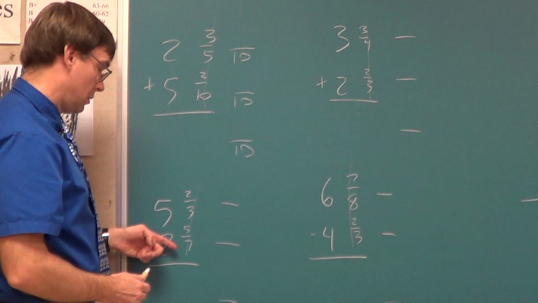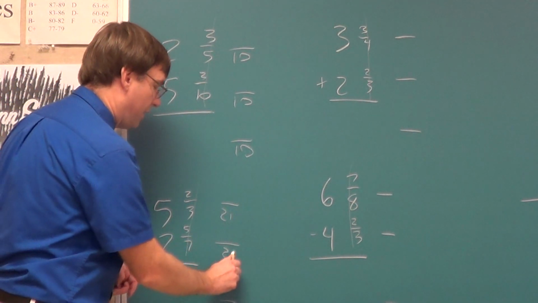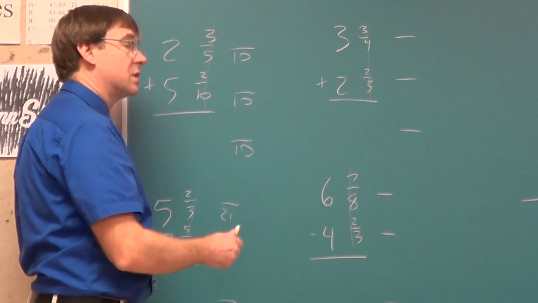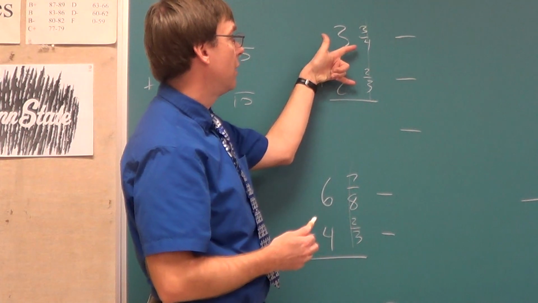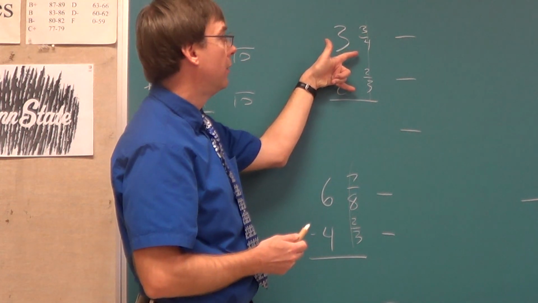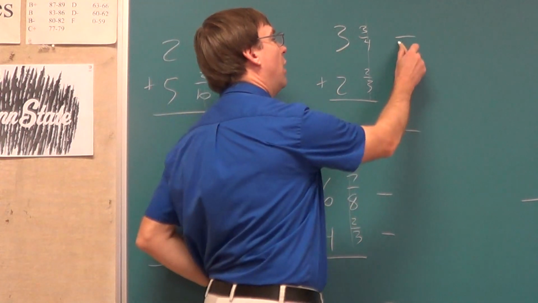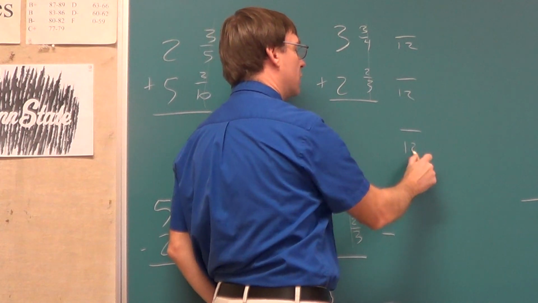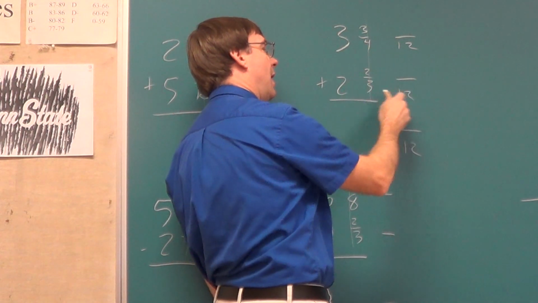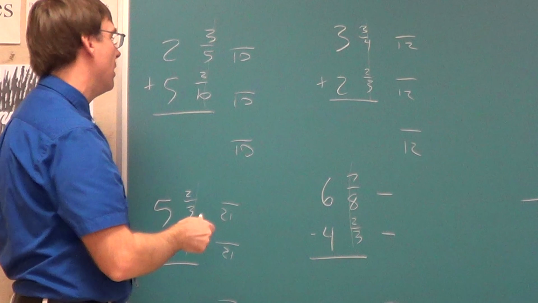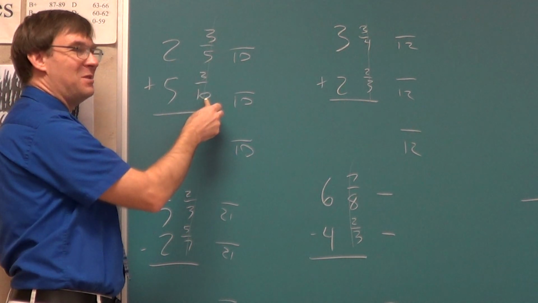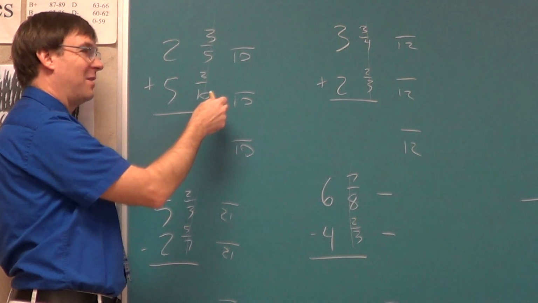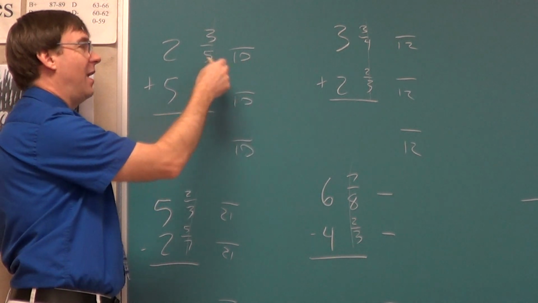I would pick 21. We're looking to find the LCM, which means it's the smallest number they can both go into. What do you think here for a common denominator? 12. We're going to go 12s, 3 and 4, both go into 12s. A lot of times you can multiply the numbers to make that common denominator, but you don't have to do it that way. Here, 5 times 10, you could use 50, that could work, but that's a lot bigger than you need it to be. You're better off with 10 than you are with 50.